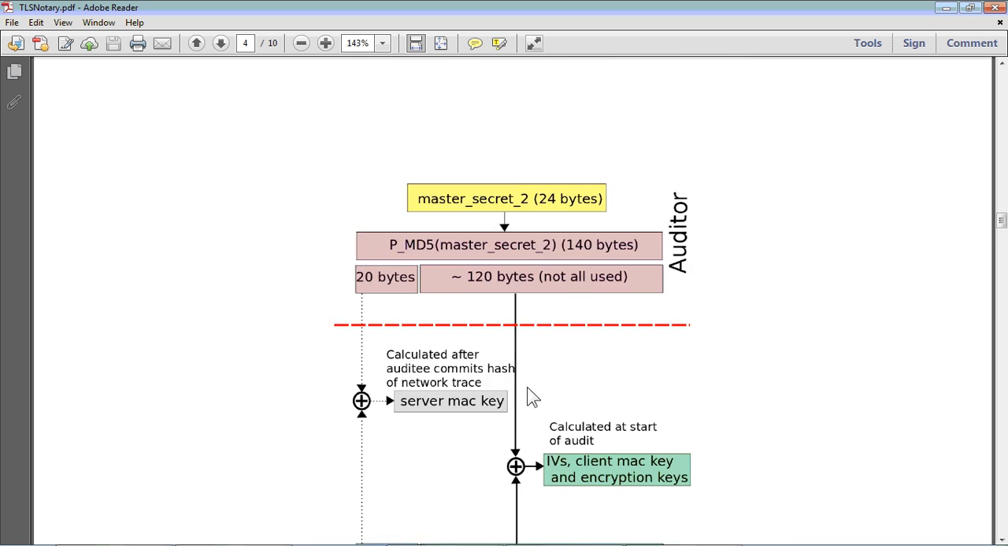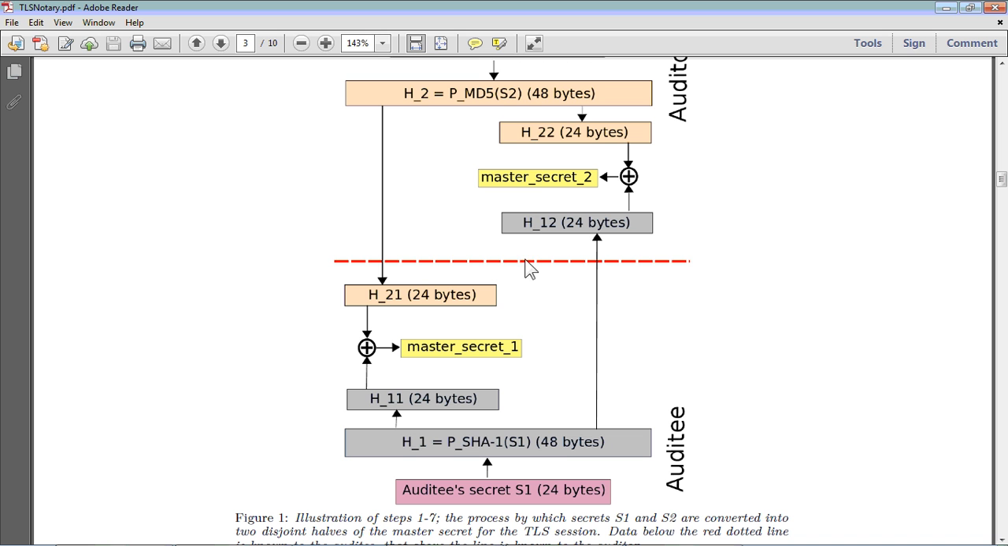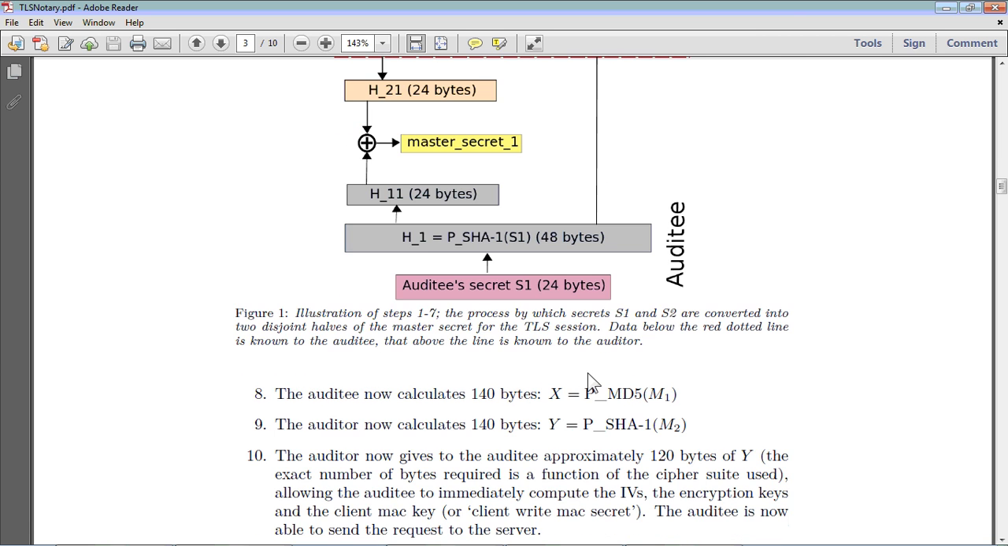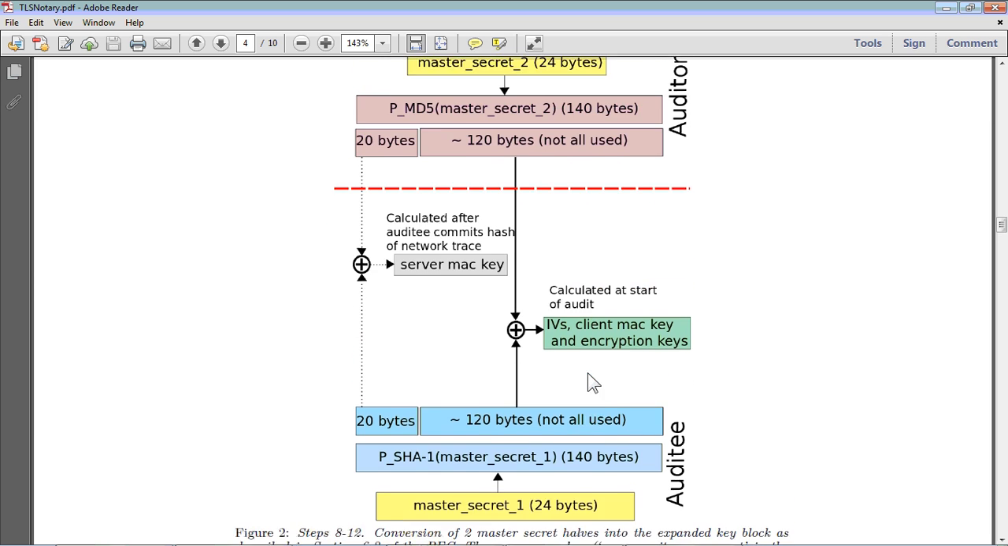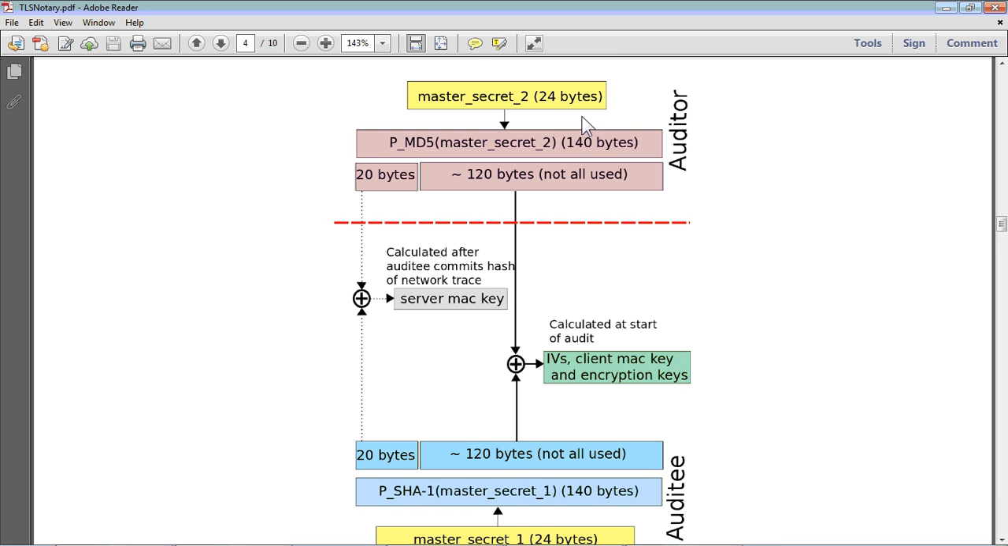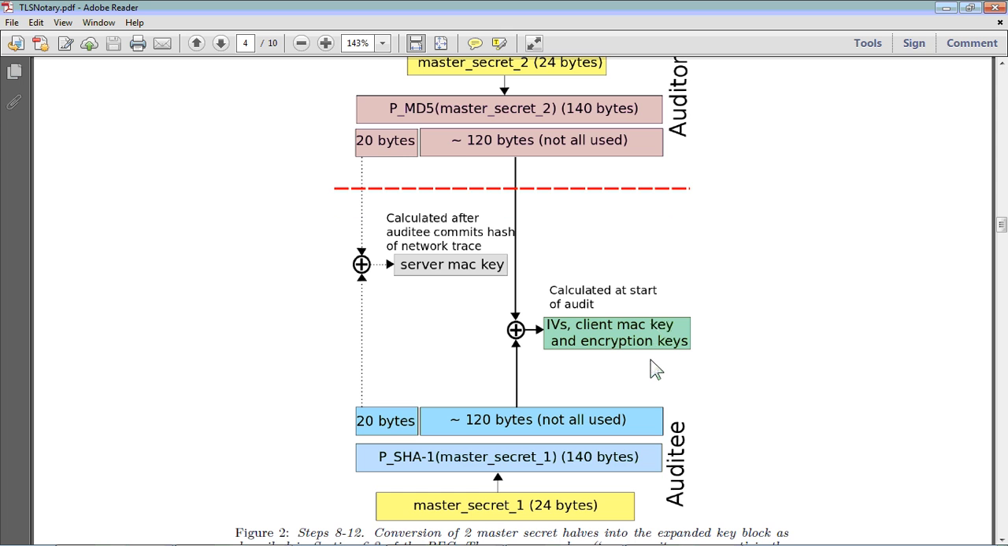The second stage. Remember, the auditor got master secret 2, the second half. The auditee got master secret 1, the first half. So what do they do with that? They do this, which is kind of the same thing all over again. Well, as you can see, it's not exactly the same. Now we do the p-hashing process again. And notice the difference is we're still starting off with 24 bytes, but we're generating a much bigger set of data, 140 bytes. Actually, it's a little lower than that, but that's not important.